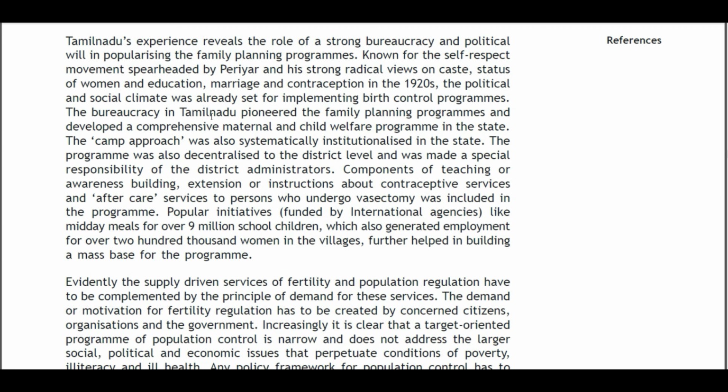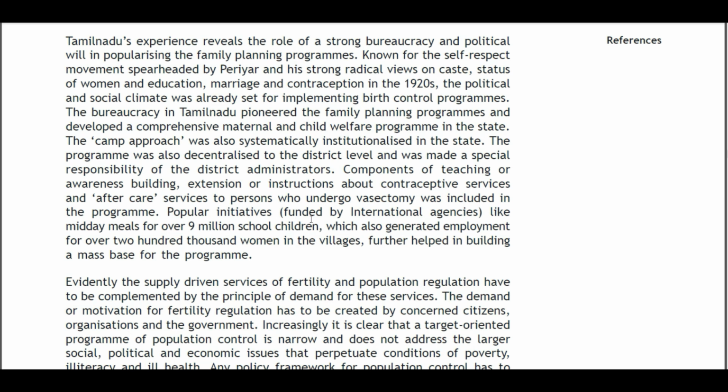The bureaucracy in Tamil Nadu pioneered the family planning programs and developed comprehensive maternal and child welfare programs in the state. The camp approach was also systematically institutionalized in the state. The program was also decentralized to the district level and was made a social responsibility of the district administrators. Components of teaching or awareness building, extension or instructions about contraceptive services and aftercare services to persons who undergo vasectomy were included in the program.